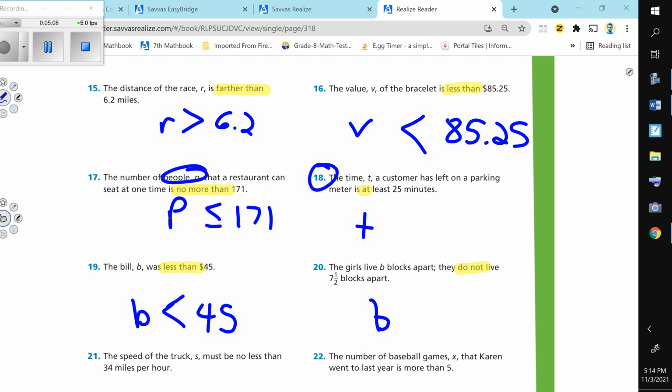Number 20, the girls live B blocks apart. They do not live 7.5 blocks apart. B stands for not just blocks, it stands for blocks apart. I'm sorry I didn't catch that earlier. So it's going to be this.